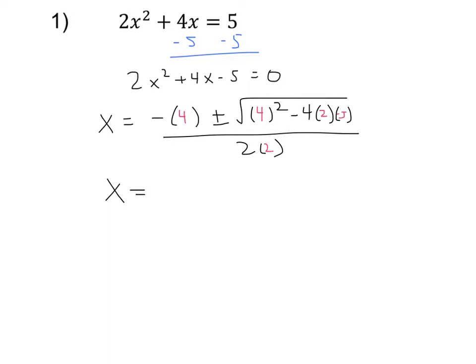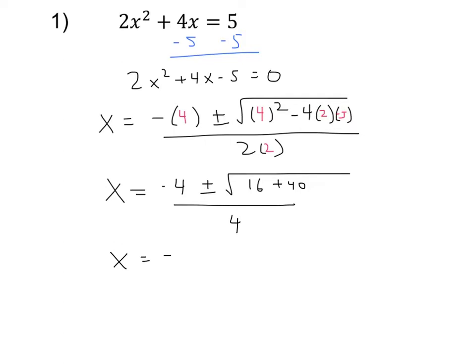So this is going to be negative 4 plus or minus the square root of 16. And then here's where people tend to make mistakes. You got to be really careful here. So negative 4 times 2 is negative 8. And then negative 8 times negative 5, that's positive 40. All divided by 4. If we keep going, we're going to have negative 4 plus or minus the square root of 56, all divided by 4.